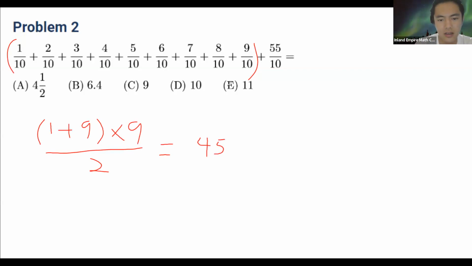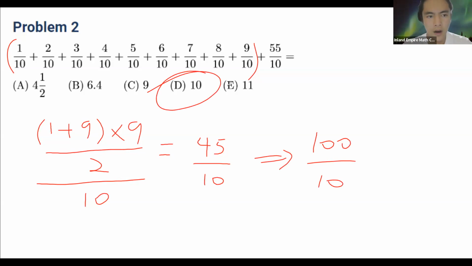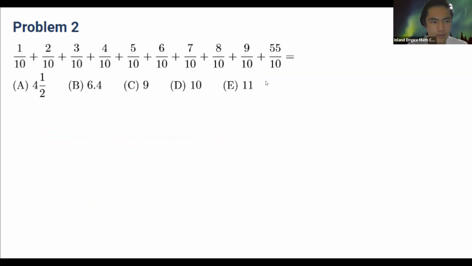But of course, this is all over 10. So dividing all this by 10, you have 45 over 10. Adding this to 55 would give you 100 over 10, which is equivalent to D. Hopefully pretty straightforward. Are there any questions on this question? Going once, going twice, going three times? No? Okay. All right.